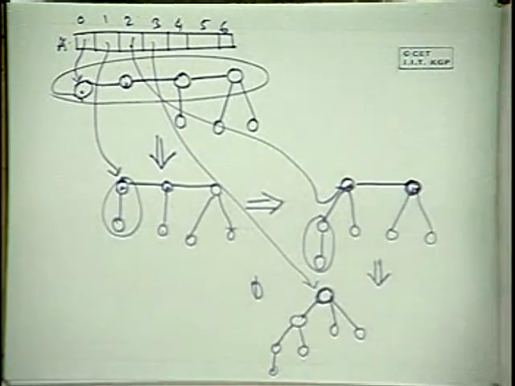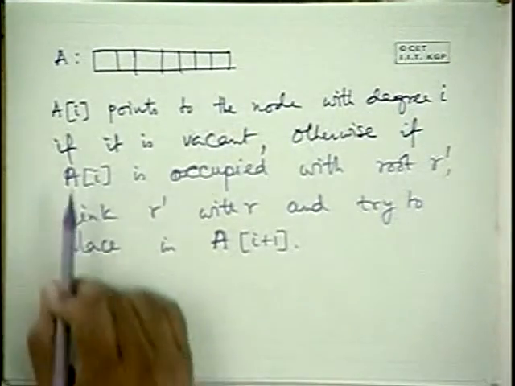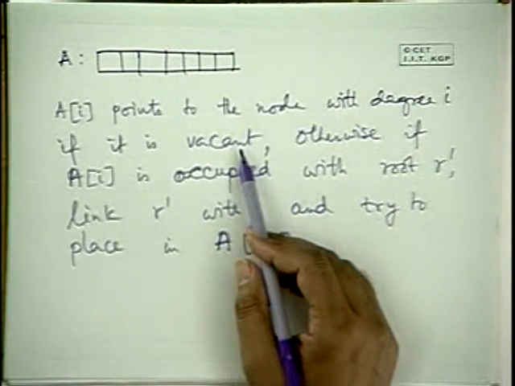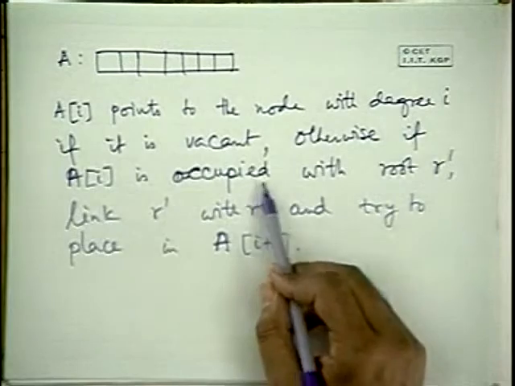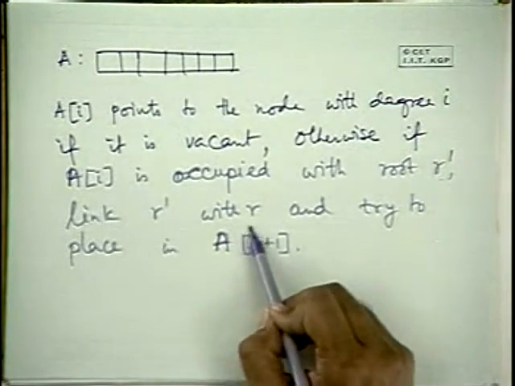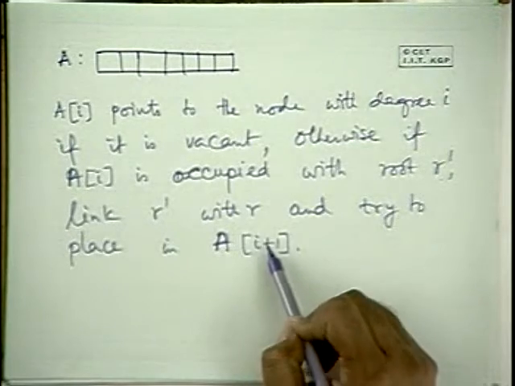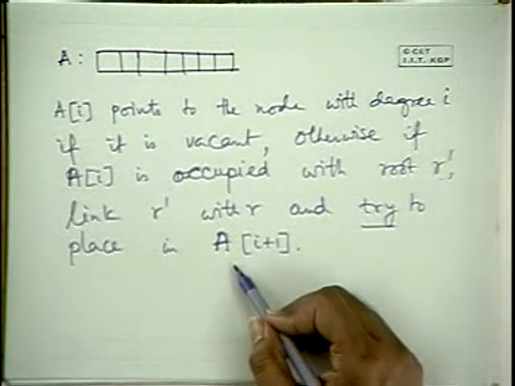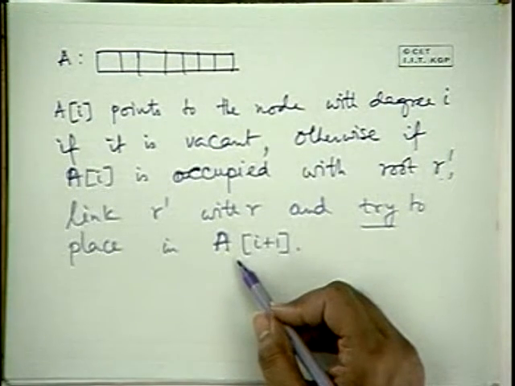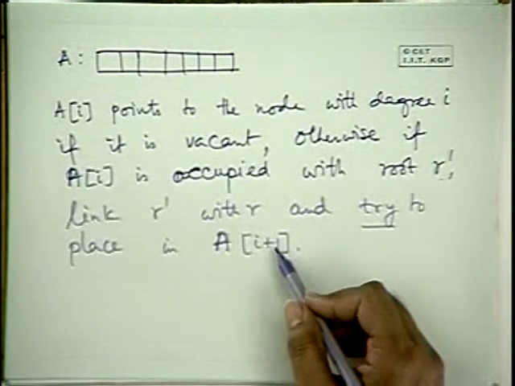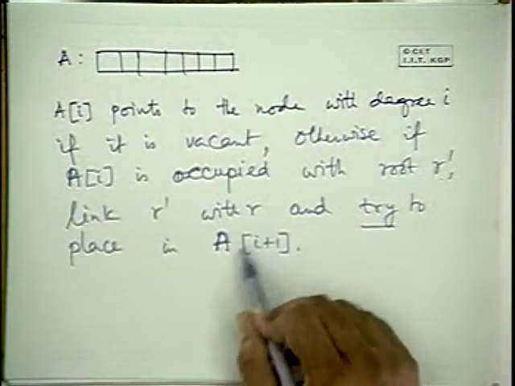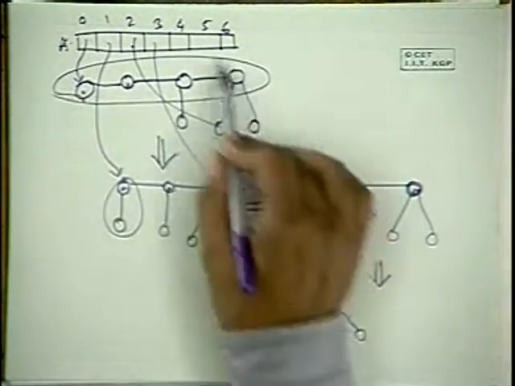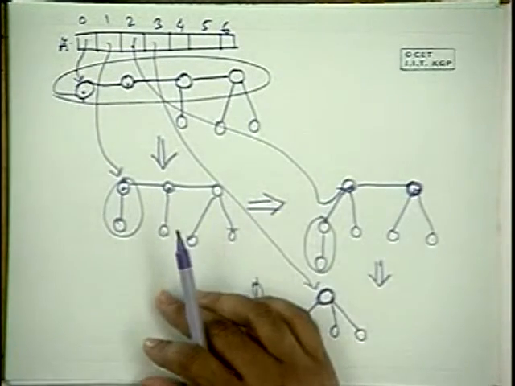Now go back to what I just said. A[i] points to the node with degree i if it is vacant. If it is vacant, it's fine. Otherwise, if A[i] is occupied with root R prime, link R prime with R and try to place it in A[i+1]. Why did I say try to? Because you may not be able to place it in A[i+1]. You may have to do another link. But this is the operation, and it will be clear why we do this very soon. Actually, this is the operation where you do some kind of balancing.